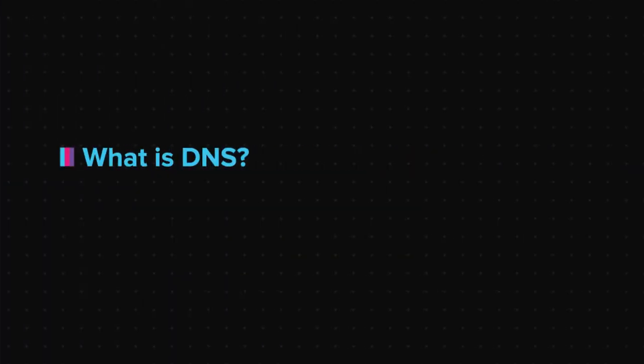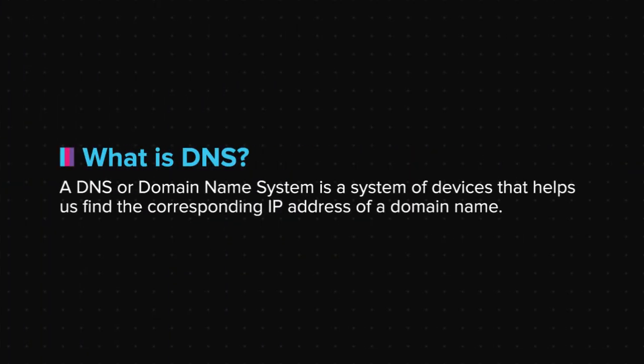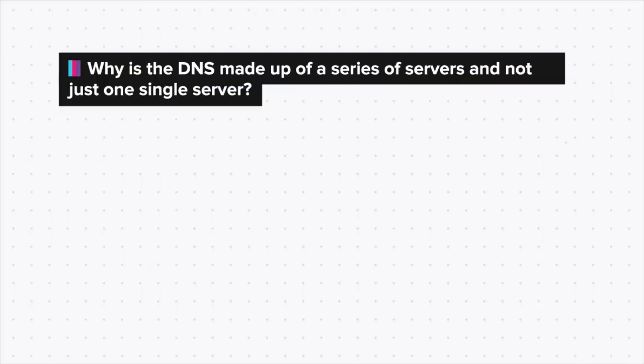But what is DNS? A DNS or domain name system is a system of devices that helps us find the corresponding IP addresses of a domain name. Now, a domain name system consists of many servers, which do the job of finding IP addresses of domain names. Now, the next question is, why not just have one server that does this job? Why do we need a series of servers in the DNS?